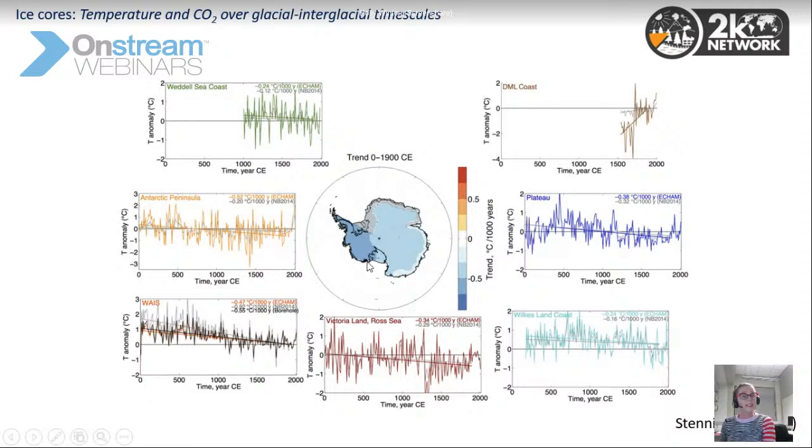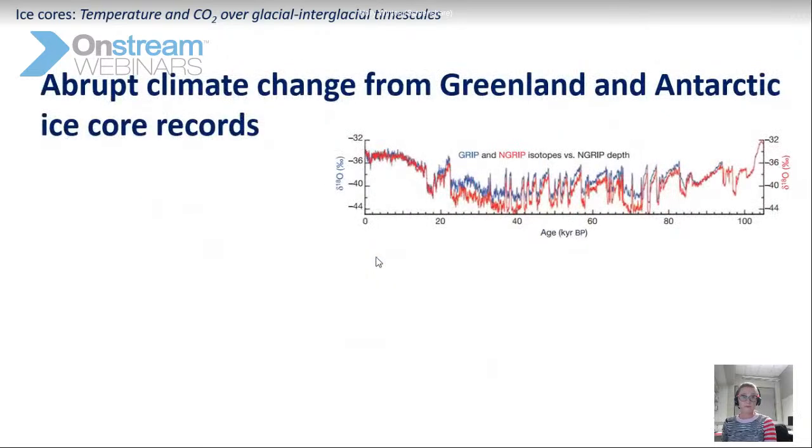So one here is the Graham-Maudland Coast, the Antarctic Peninsula, and West Antarctica. And in actual fact, West Antarctica really stands out. The warming of the last 200 years is very different to the rest of the record. And what we see is East Antarctica is really the last place in Antarctica to be responding to climate change.